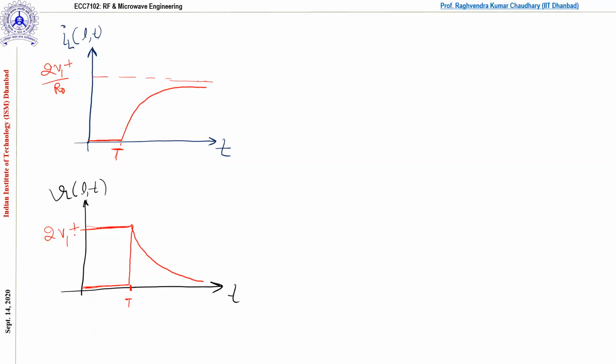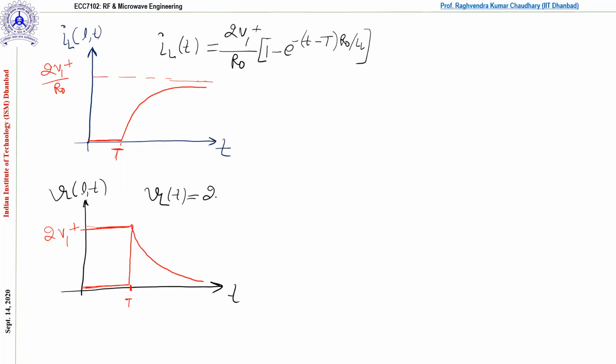This is one thing. I should write the expression here, so you can correlate. IL as a function of time will be 2V1 plus over R0 times (1 minus e to the power minus (t minus T) R0 by LL). And VL as a function of time is equal to V1 plus e to the power minus (t minus capital T) R0 by LL. So one can easily visualize how the graph will look.